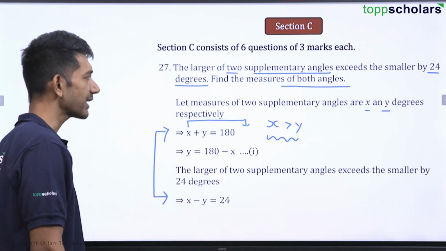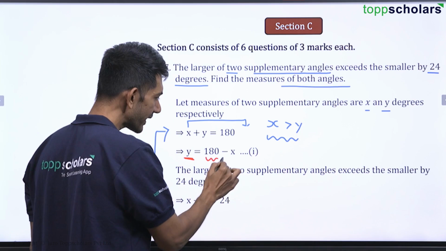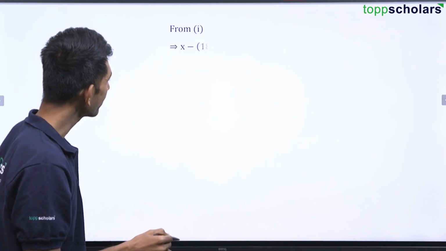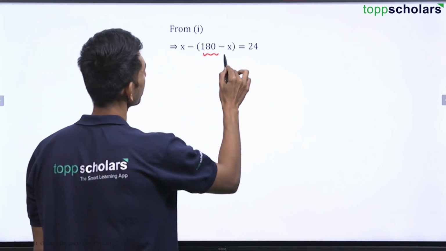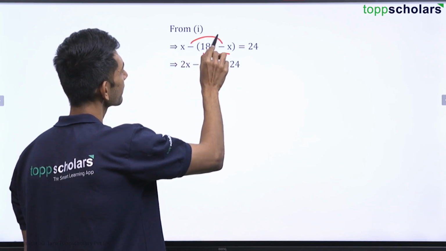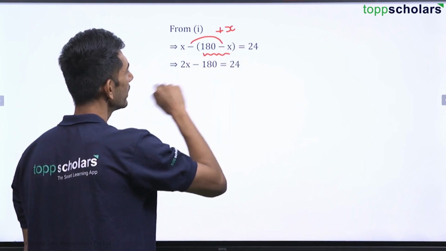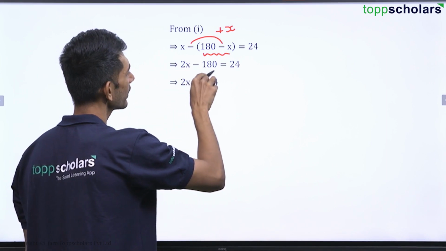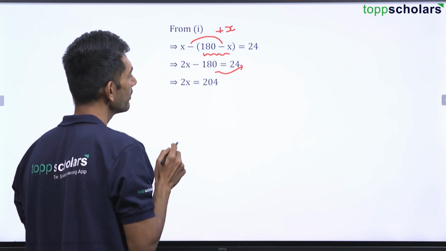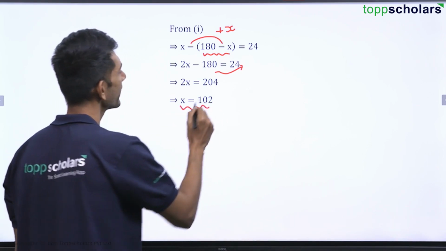Can I solve these two equations simultaneously? Yes. Now all I need to do is substitute the value of y as 180 minus x over here. So what do I get? I get x minus y, that is x minus (180 minus x) is equal to 24. So that gives me x minus 180 plus x. So x plus x is 2x. So 2x minus 180 is equal to 24. Take minus 180 on the other side. I get 2x is equal to 180 plus 24, that is 204. So x will be equal to 204 by 2 and that is nothing but x is equal to 102.